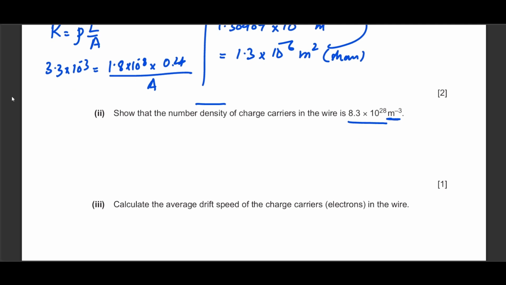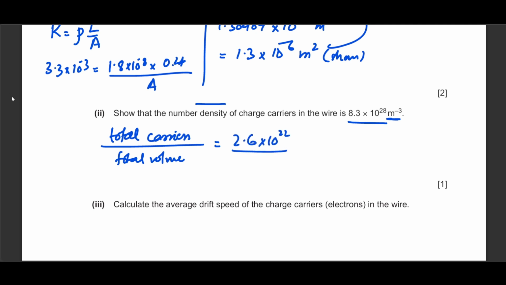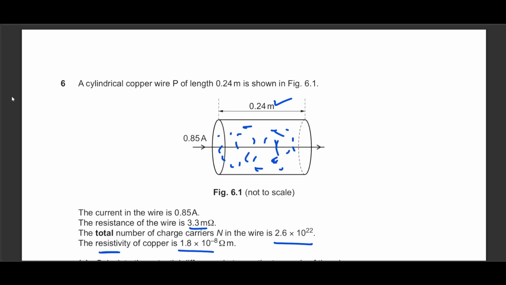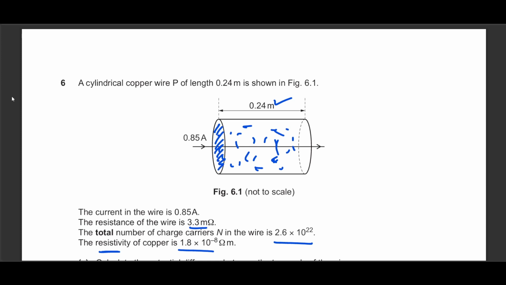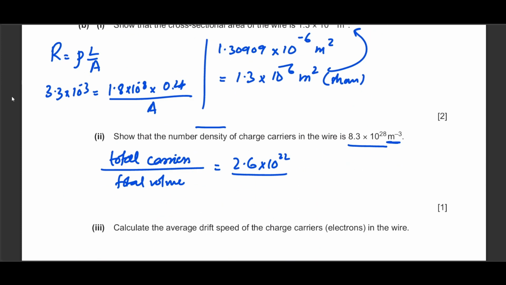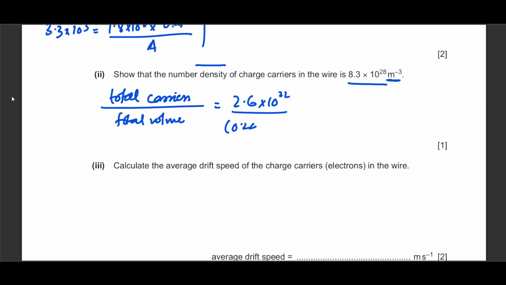So it's going to be something like this: the total charge carriers divided by the total volume. That will give me the density, that is, per meter cube, how many electrons do I have? So the total charge carriers given in the question is 2.6 into 10 raised to the power 22, divided by the volume, which will have to be calculated using the cross-sectional area, because it's a cylinder. We have the cross-sectional area, we have the length, so I can simply multiply these two values together. So this will be 0.24 multiplied by 1.3 into 10 raised to the power minus 6.